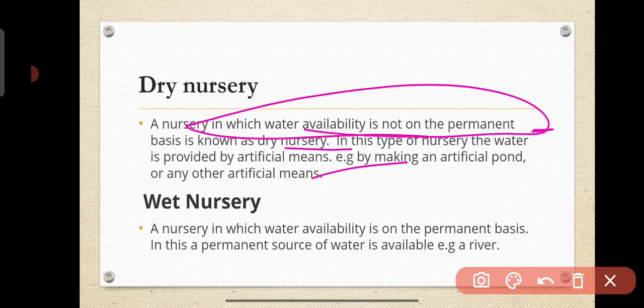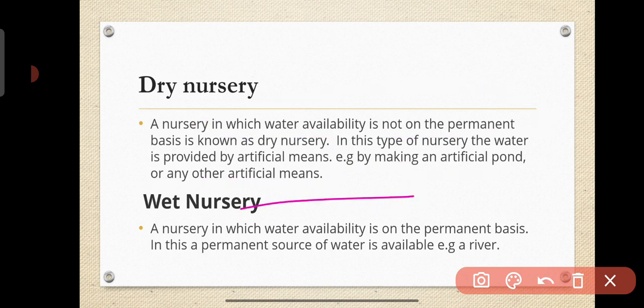thing. In this type of nursery, the water is provided by artificial means. Example, by making an artificial pond or any other artificial means. So we are providing water as an artificial medium. Next one is wet nursery.